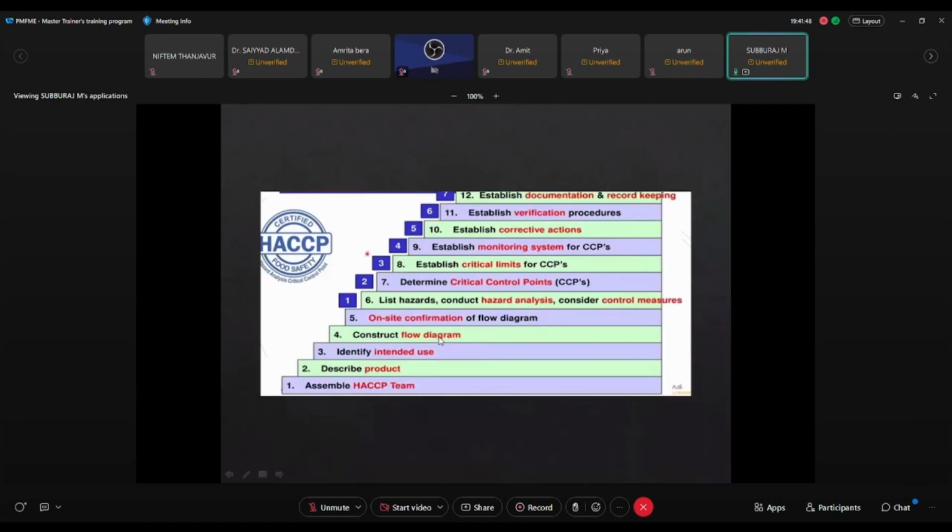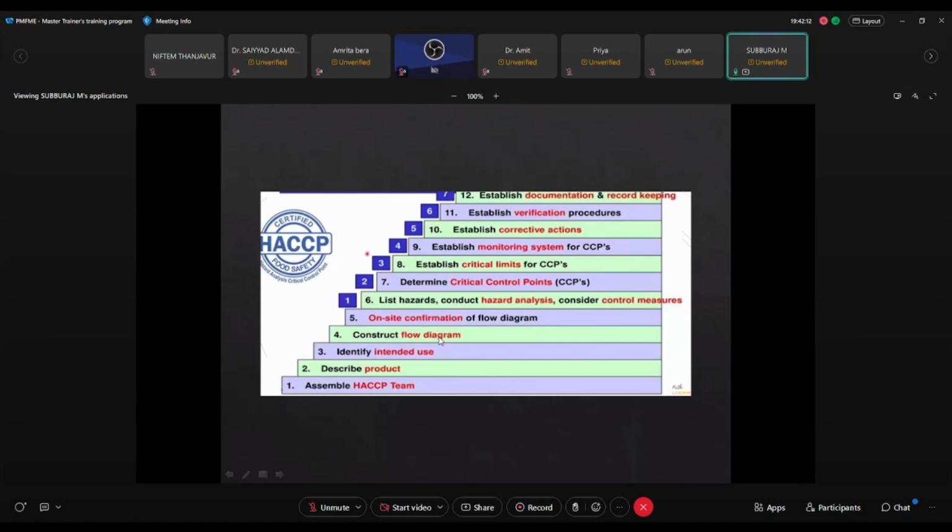If we are talking about HACCP, according to Codex there are 12 steps. The first is assemble the HACCP team, describe the product and identify its intended use, construct the flow diagram, and then do on-site confirmation of the flow diagram. These are the pre-assessment steps. And then what happens?